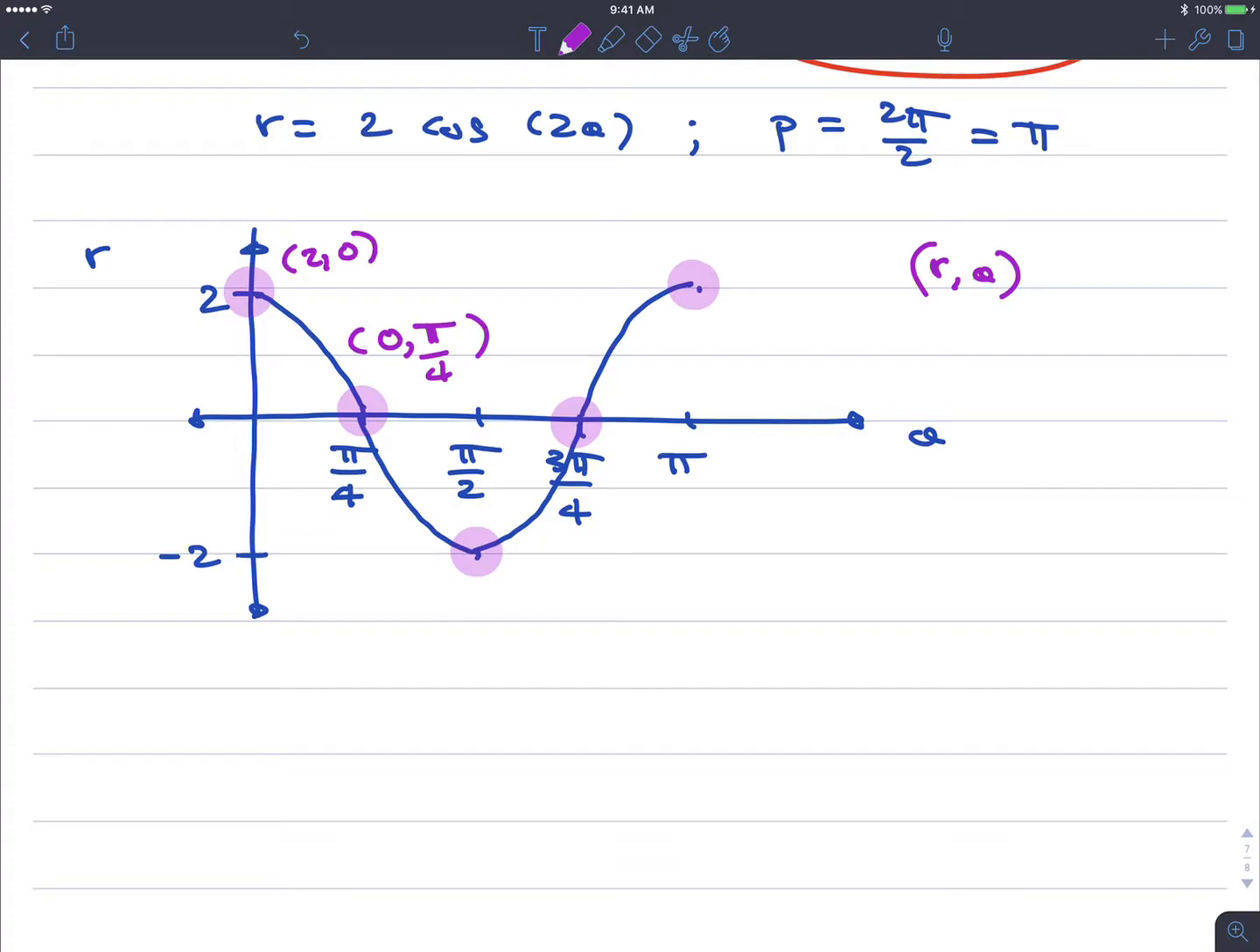Radius here will be what? What's our radius? -2, and our angle is pi over 2. Radius here is going to be 0, angle is 3 pi over 4. Radius here is going to be 2, angle is 2 pi. R theta. Pi, thank you. Okay, that's the graph of r equals 2 cosine 2 theta.